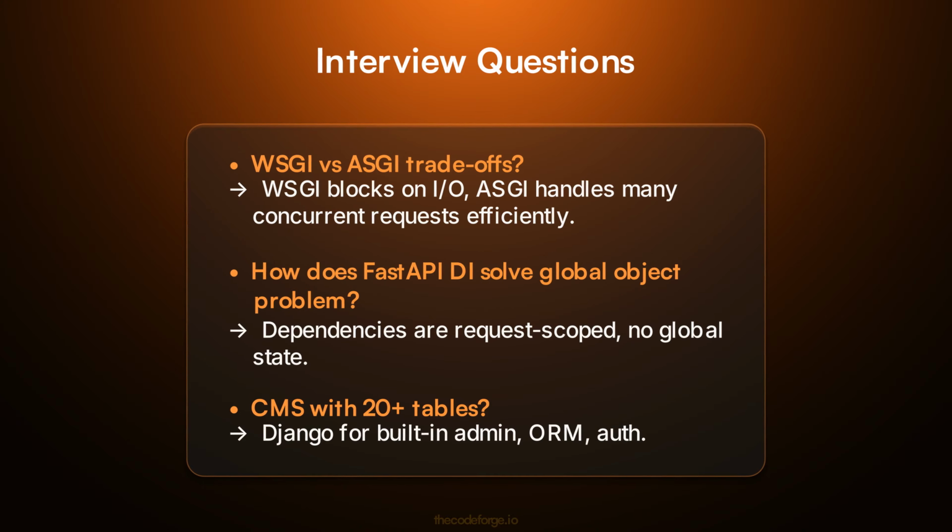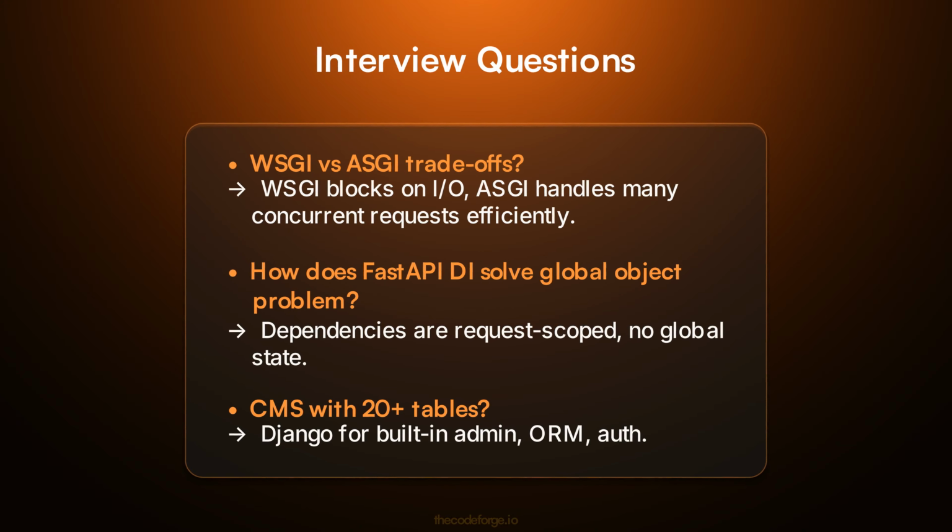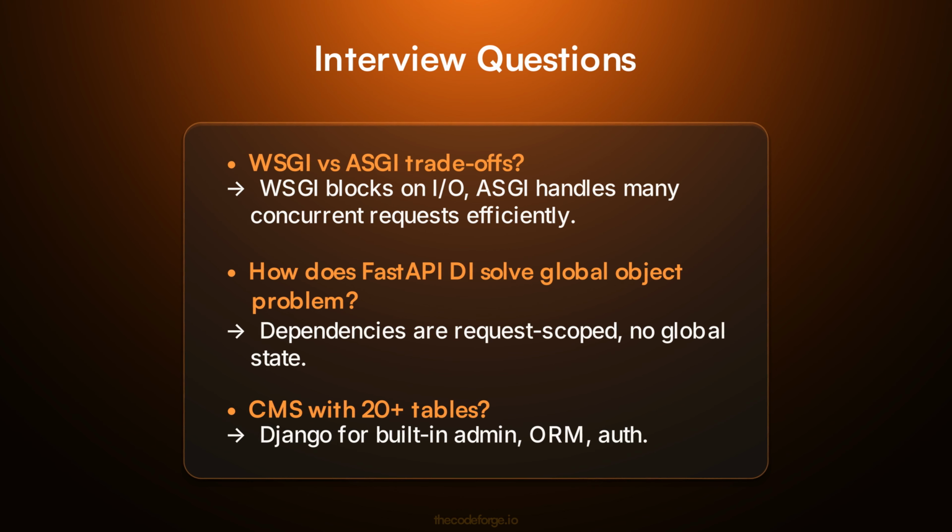Let's run through some common interview questions. WSGI versus ASGI trade-offs. WSGI blocks on I/O, ASGI handles many concurrent requests efficiently. How does FastAPI DI solve the global object problem? Dependencies are request scoped, no global state. CMS with 20+ tables? Django for built-in admin, ORM, auth.